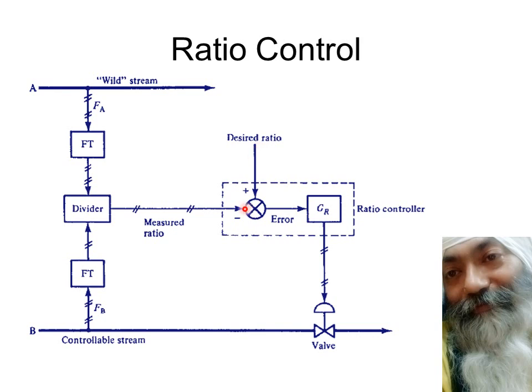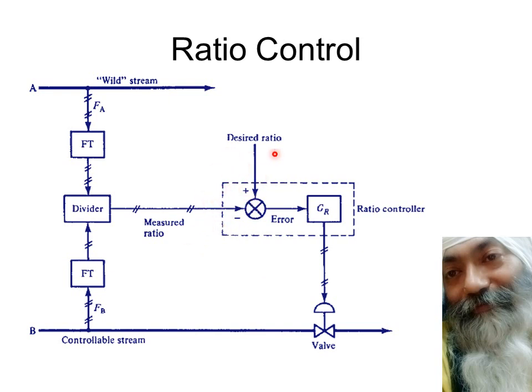We compare the actual ratio, the measured ratio, with the desired ratio and the error is computed. Accordingly, if the desired ratio and the actual ratio are not the same, then with the help of this ratio controller, we either increase the flow rate or decrease the flow rate so as to bring this ratio back to the desired point.